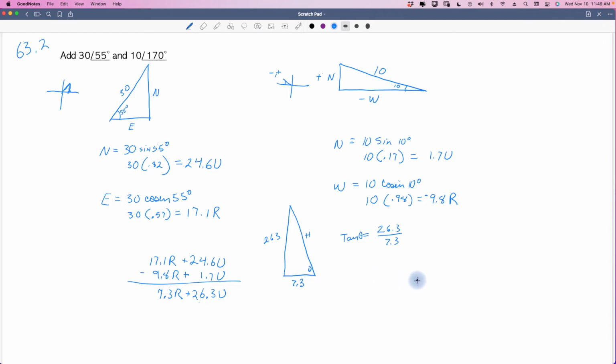So we're going to have, let me get my calculator. 26.3 divided by 7.3 is 3.6. And if we put that into our inverse tan, that gives us a degree of 74 degrees.